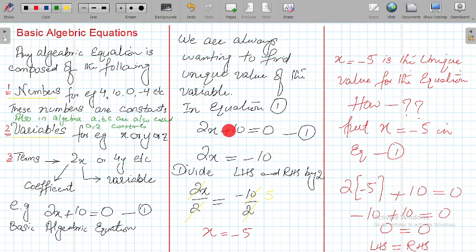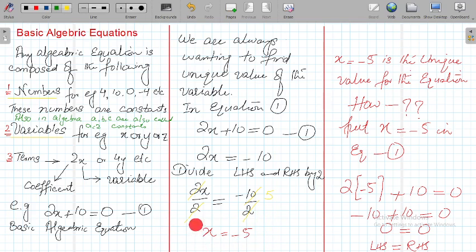Whenever we move a term from the left hand side to the right hand side, the sign changes. So 2x will be equal to minus 10. Now we can divide both sides by 2, so 2x upon 2 is equal to minus 10 upon 2. The 2 of the numerator is divided by the 2 of the denominator, and we are left with x. Minus 10 divided by 2 is minus 5, so x is equal to minus 5.